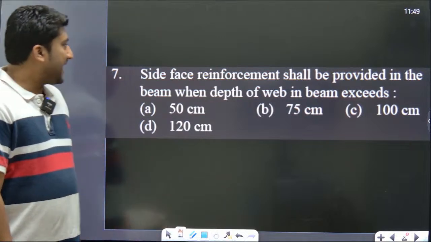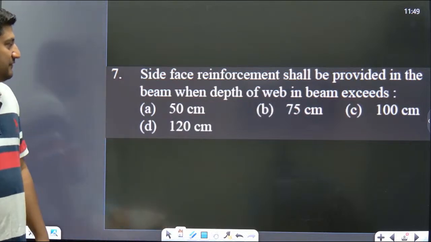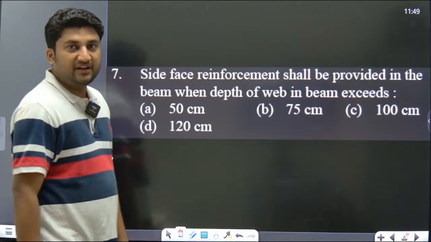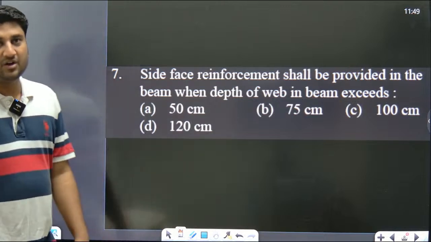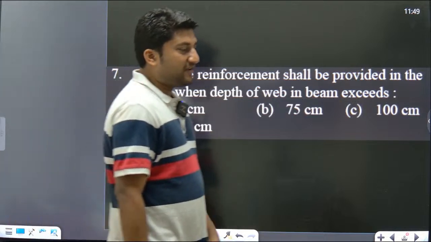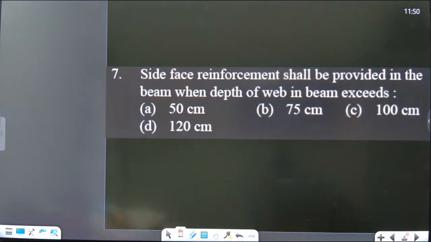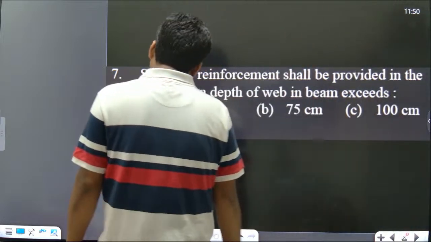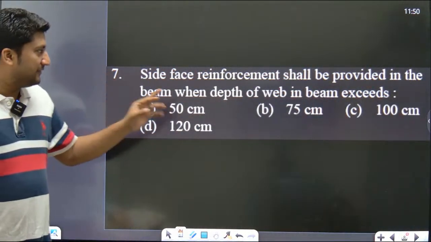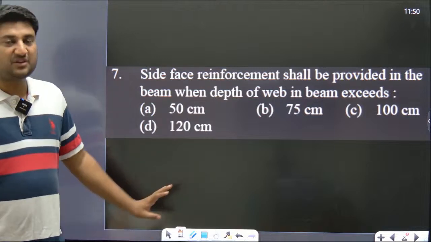Answer this. Side face reinforcement shall be provided in the beam when the depth of the web in the beam exceeds... So this question we have already covered. When you give the side face reinforcement, whenever the depth of the beam exceeds, understood? This question we have covered.